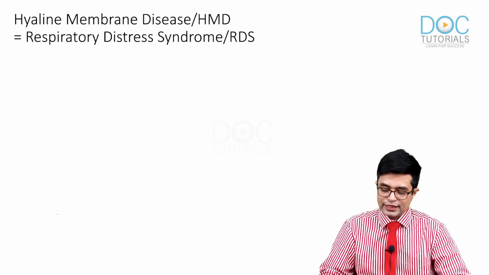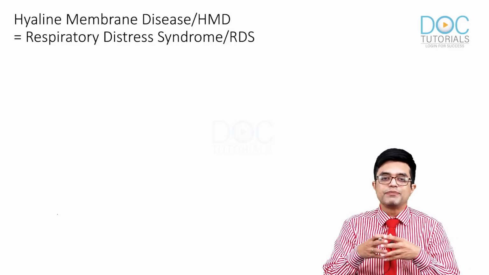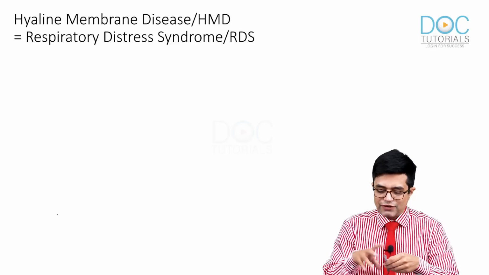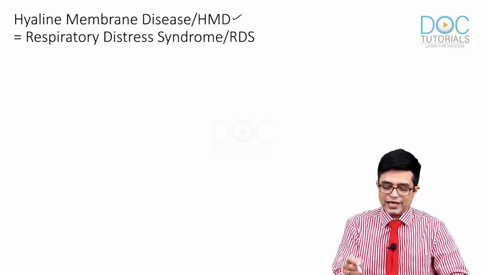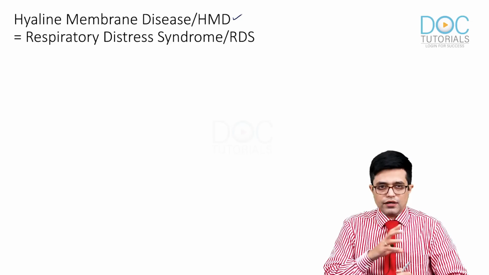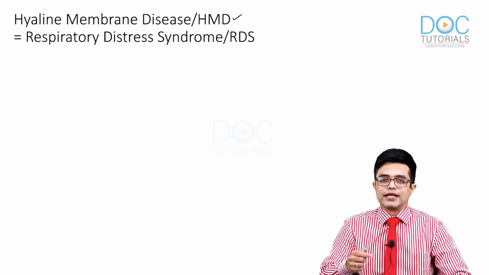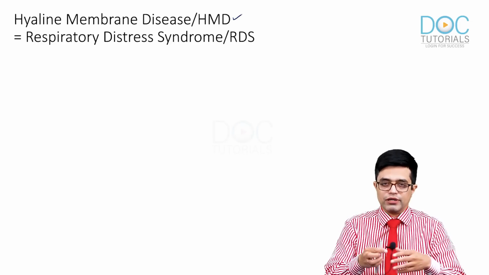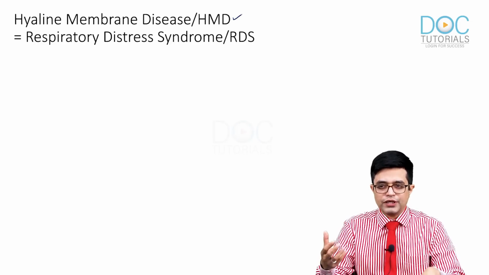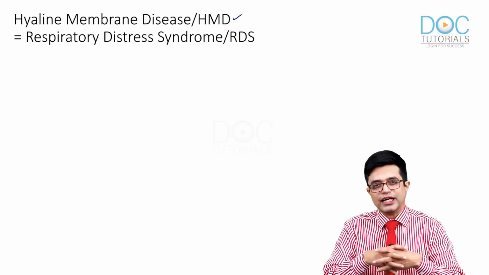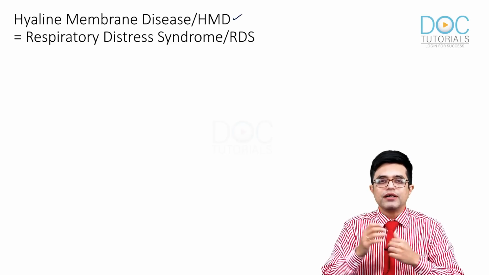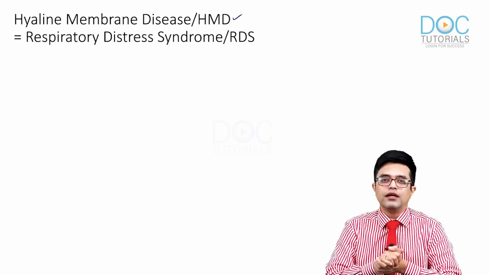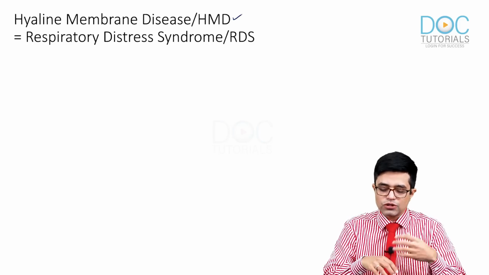So the disease is HMD. It is also called respiratory distress syndrome. The preferred term is respiratory distress syndrome, but the older term is HMD. Why did the term HMD come into being? In the 1950s and 60s, scientists found that certain children who are born prematurely would die no matter what you did, even with oxygen. When the autopsy was done, they would find a hyaline membrane composed of fibrin in the lung alveoli, and so the name was called HMD.